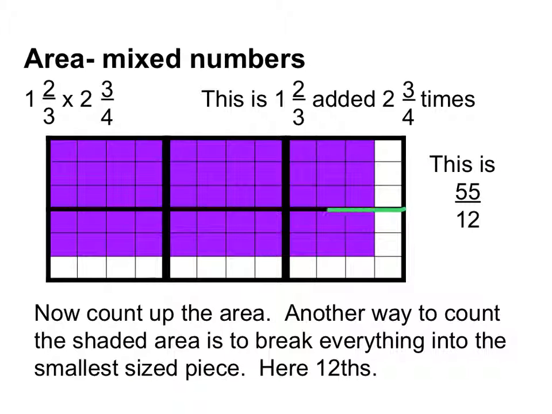Remember, the bold lines are showing you a whole. There are only 12 pieces inside of each whole. So it's important that you remember that it is 55/12. You can then, from there, turn that into a mixed number if you want. I am totally fine with 55/12.